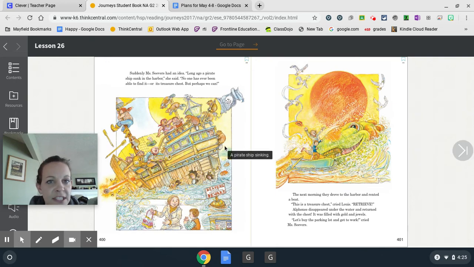Suddenly, Miss Severs had an idea. "Long ago, a pirate ship sank in the harbor," she said. "No one has ever been able to find it or its treasure chest. But perhaps we can." The next morning, they drove to the harbor and rented a boat. "This is a treasure chest," cried Lewis. "Retrieve!" Alphonse disappeared under the water and returned with the chest. It was filled with gold and jewels. "Let's buy the parking lot and get to work," cried Miss Severs.